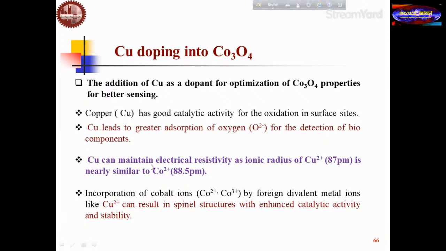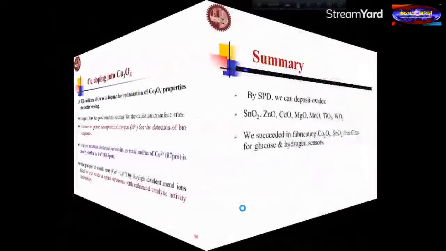Copper can maintain the electrical resistivity because the ionic radius of copper is nearly equal to that of cobalt. So for doping, we have to choose an ionic radius that is comparable. Only then can we make good quality films with good bonding. Replacement of cobalt ions by foreign divalent metal ions like copper can result in spinel structures with enhanced catalytic activity of the material.